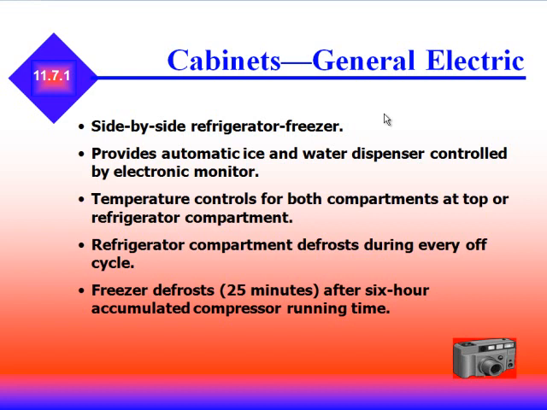In the second part of this lesson, we're going to talk about the various types and manufacturers of the cabinets that are out there. For example, General Electric makes a cabinet that's a side-by-side refrigerator and freezer. It provides automatic ice and water dispenser controlled by an electronic monitor. The temperature controls for both compartments are at the top of the refrigerator compartment. Refrigerator compartment defrosts during every cycle. Freezer defrosts 25 minutes after 6-hour accumulated compressor running time.